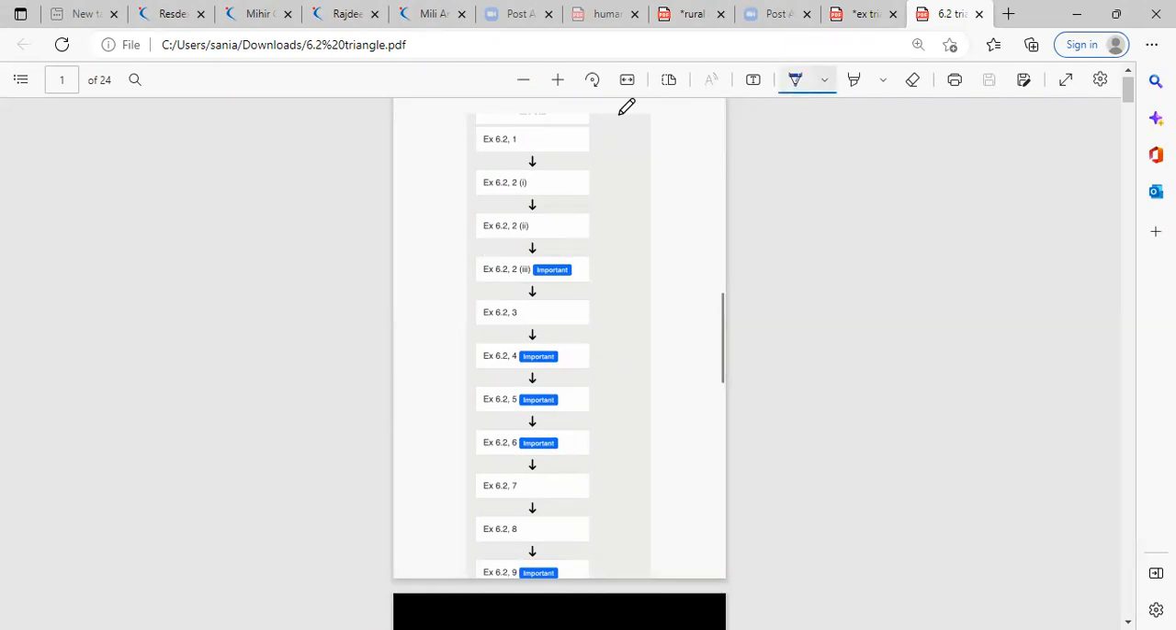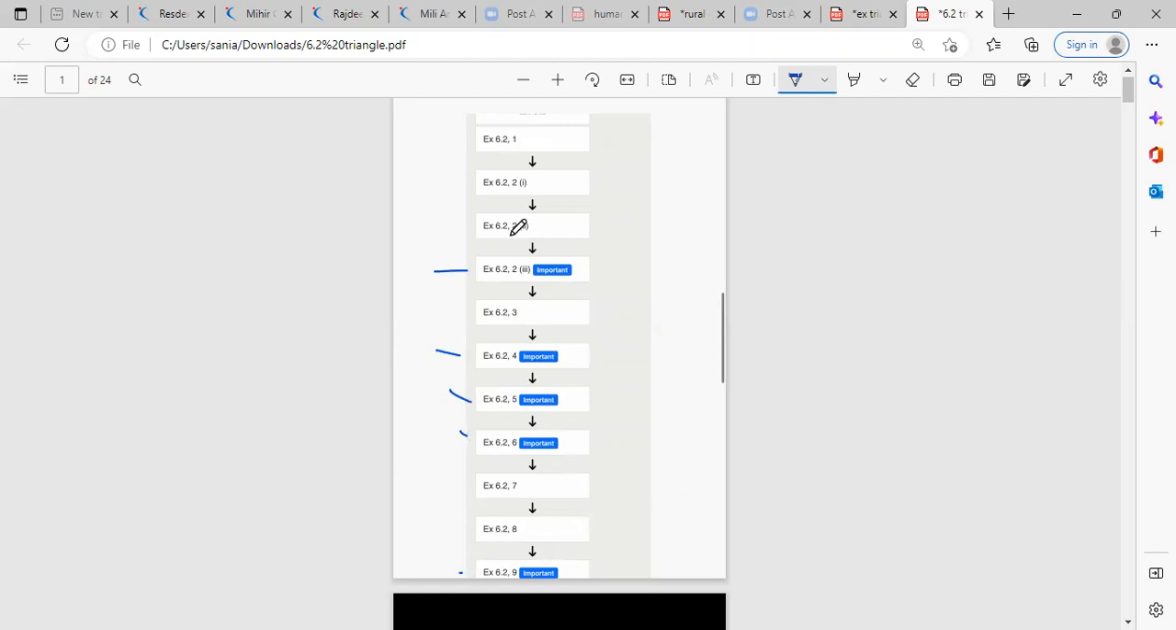Okay. So over here, question number 1. Exercise 6.2, question number 1, question number 2, the first part, second part, third part, and then third question, fourth, fifth, sixth, seventh, eighth, and ninth question. So we have 9 questions. Among these, this, this, this, and this ninth question are important.